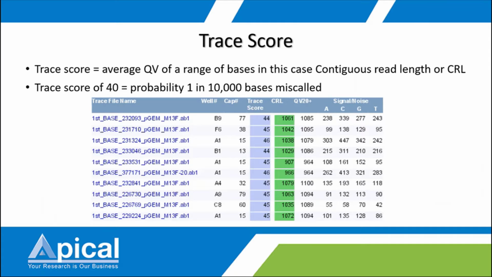And what is the trace score? Trace score is the average of the quality values inside this CRL. As long as it is above 40, it means this CRL is good to use. So you can use the sequence inside this CRL for alignment or BLAST later on.